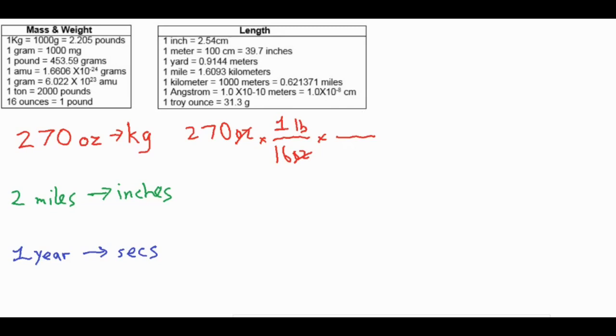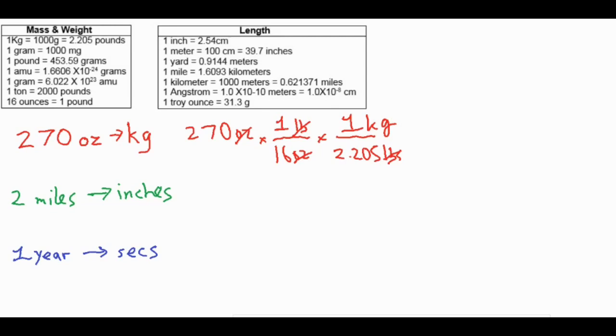So I actually only have one more. I have this top conversion over here, in my mass and weight box, and I have 2.205 pounds, and that equals 1 kilogram. So my pounds are going to cancel, and the only unit that's left is kilograms, which is actually the end goal. Now, how to get the final number is pretty simple.